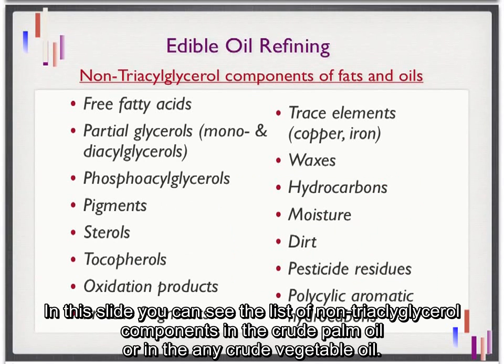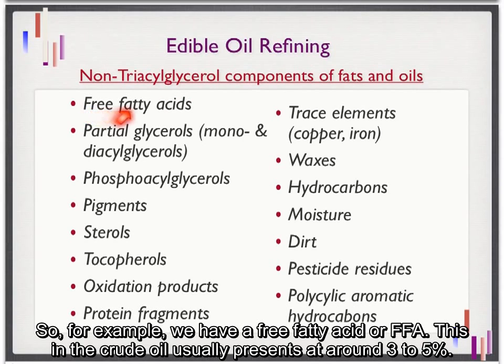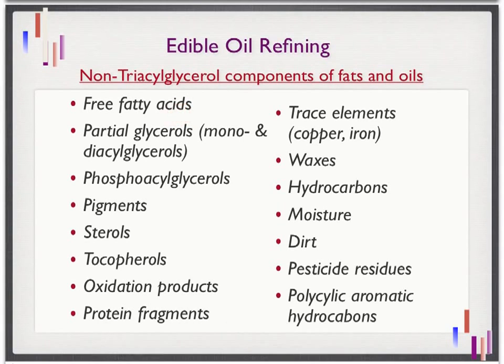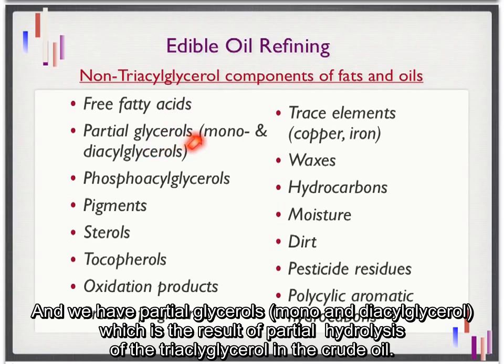In this slide you can see the list of non-triacylglycerol components in the crude palm oil or in any crude vegetable oil. So for example, we have free fatty acid or FFA. This is usually present in the crude oil at around 3 to 5%, and in the refining we want to reduce it to a very low level, maybe less than 0.1%. And we have partial glycerols, mono and diglycerols, which are the results of partial hydrolysis of the triglycerides in the crude oil.